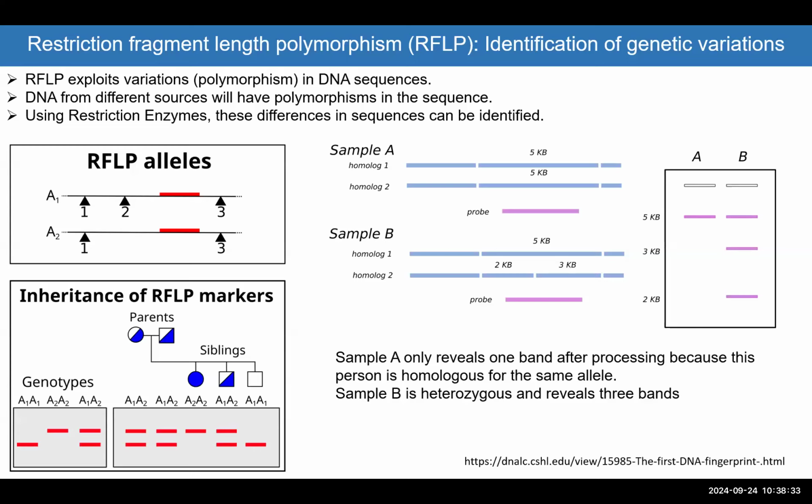So after running the gel and at the level of detection, you can tell that sample A will reveal only one band because no restriction digestion has taken place, while in sample B, because we have a restriction site in one of the two, you will see one band corresponding to the wild type homologue, which is the 5 kilobase, and 2 bands that correspond to 2 and 3 kilobases. So you would already know that your probe is binding to more than just one allele.